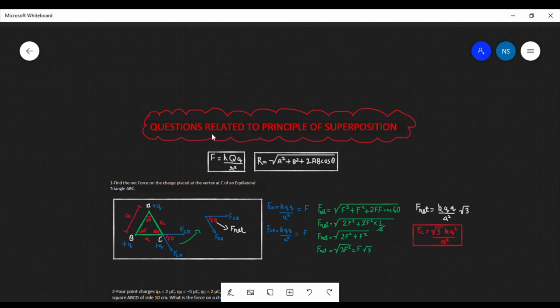So in questions which are related to the principle of superposition, we mainly need two things, that is Coulomb's law. Coulomb's law is force is equal to K capital Q times small q divided by R square. Here capital Q is one charge and small q is one charge, and R square is the distance square between them. And we also need the vector addition formula, that is R is equal to under root of A square plus B square plus 2AB cos theta. Here R is the resultant, A is the first vector which we are considering, B is the second vector.